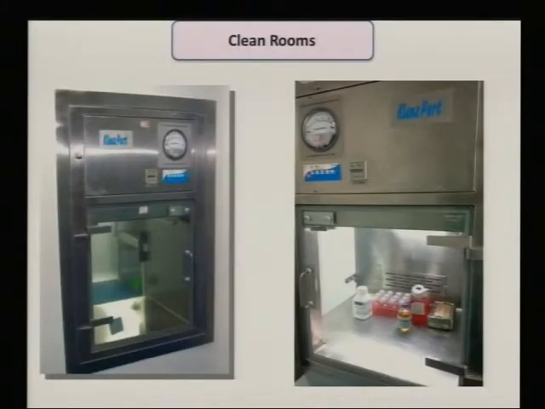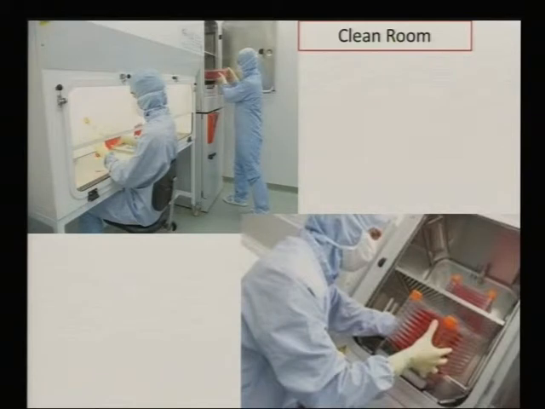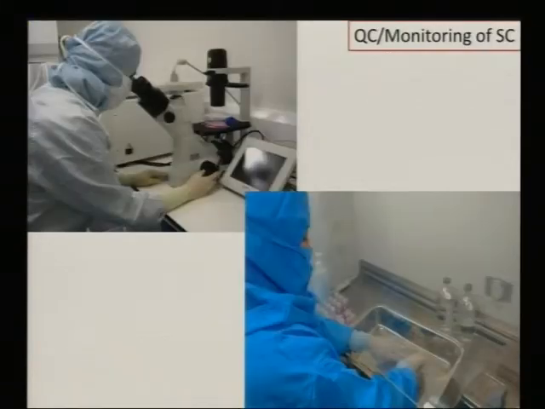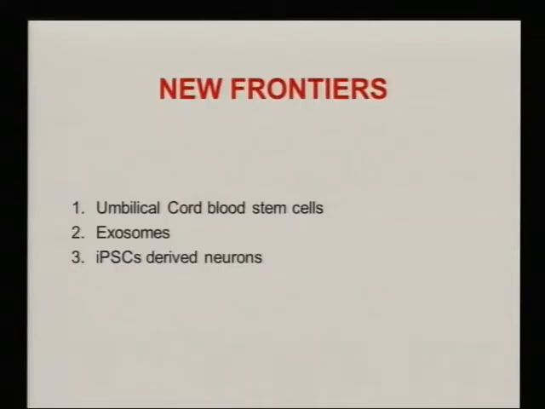These are the pass boxes through which the material is transferred. These are the people who are working inside, making SOPs and guidelines for the expansion of cells. These are quality control assessments and cryopreservation of stem cells.